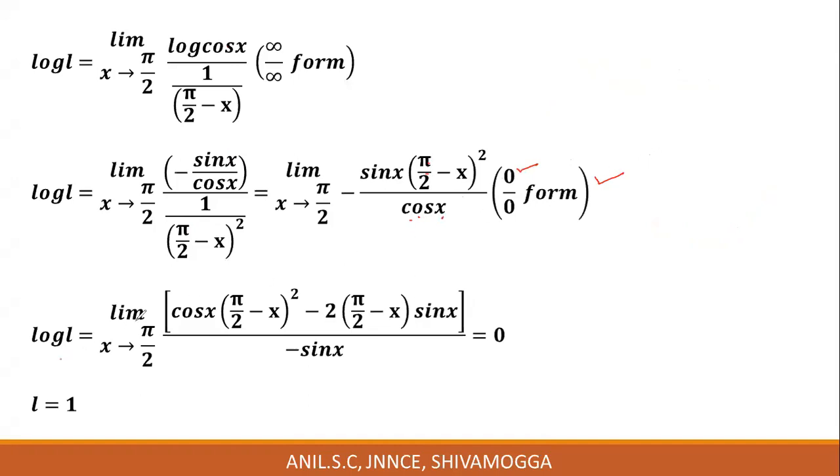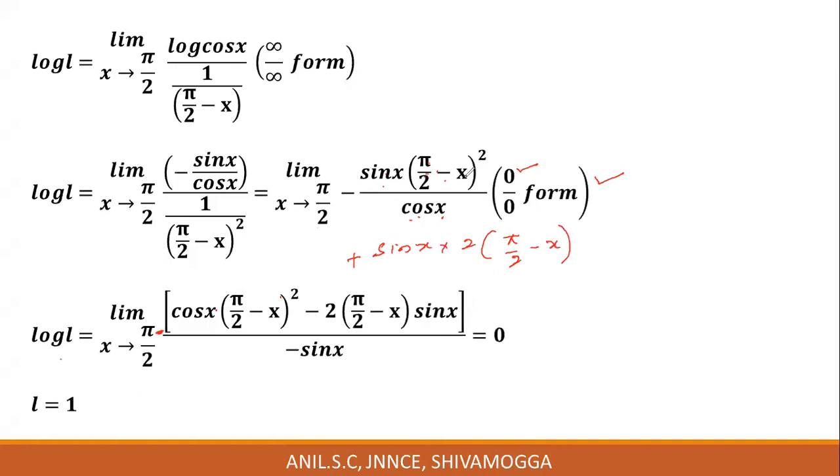Therefore, log L is equal to limit x tends to pi by 2. You keep this negative sign outside, minus into, differentiate this. This is first function and this is second function. Keep pi by 2 minus x whole square as it is. Derivative of sin x is cos x. Plus. Keep sin x as it is. Derivative of pi by 2 minus x whole square is 2 into pi by 2 minus x.